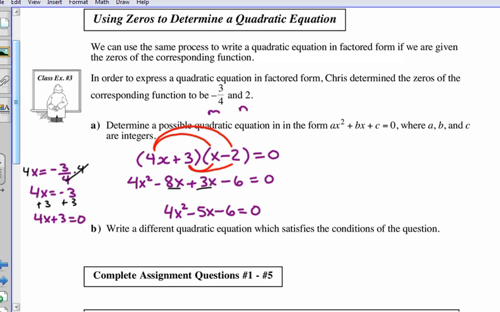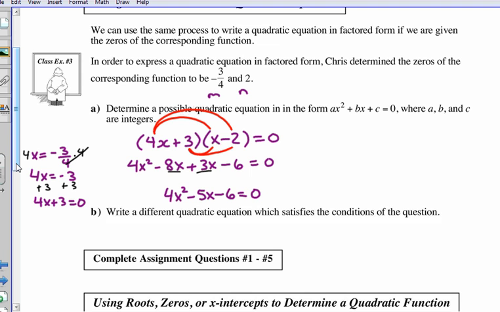Write a different equation in B, which satisfies the conditions of the beginning. So what could you change? Remember our original formula for factored form was a times x minus m times x minus n. So we can change our a value, and it'd still give us the exact same zeros. So say if we made our a value 2. So this equation, 2 times 4x plus 3 times x minus 2 equals 0. Right? That would still give us these exact same zeros.